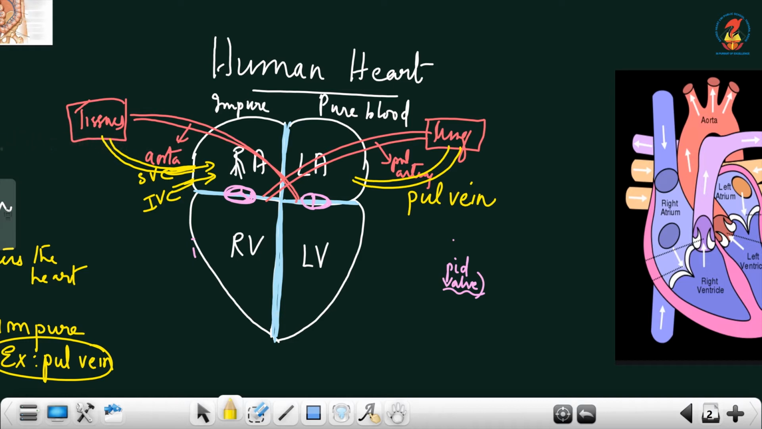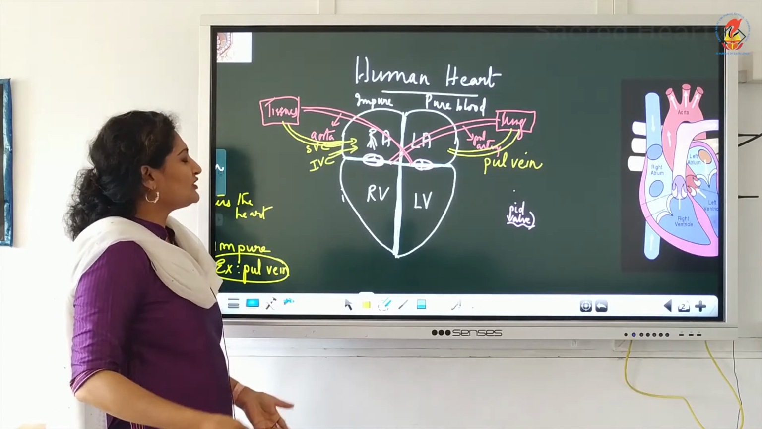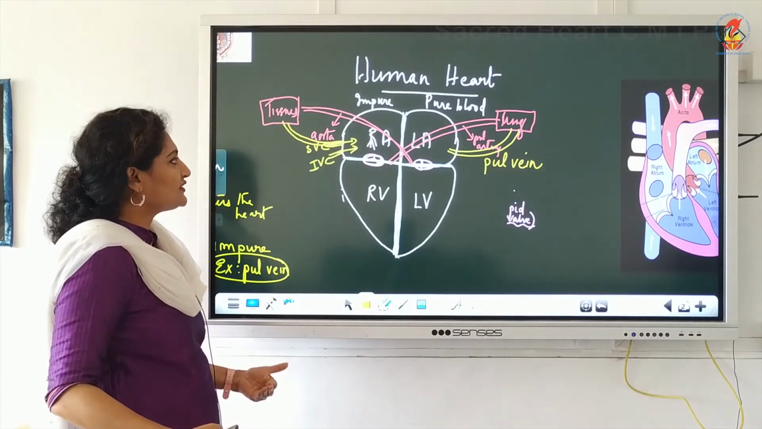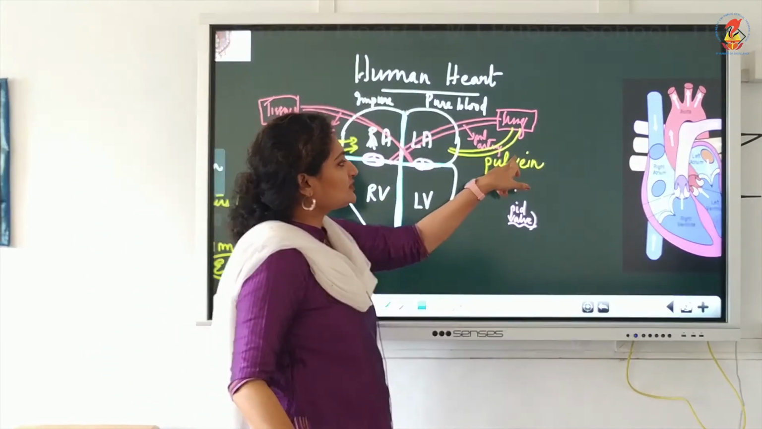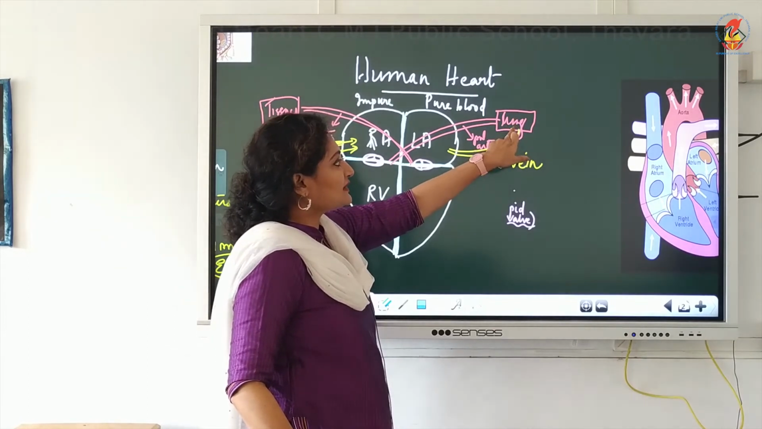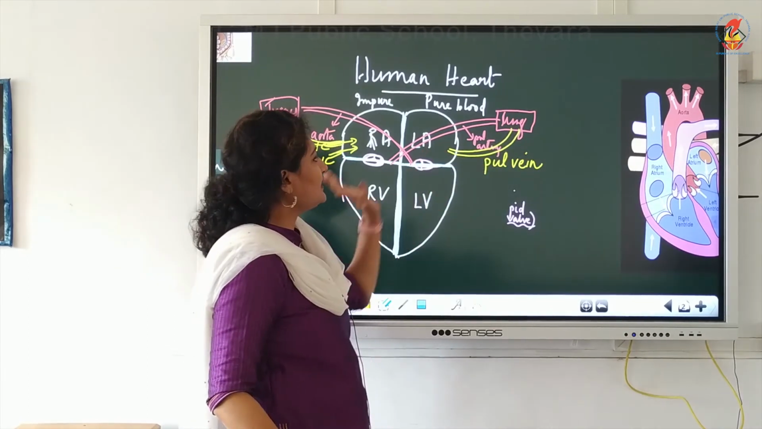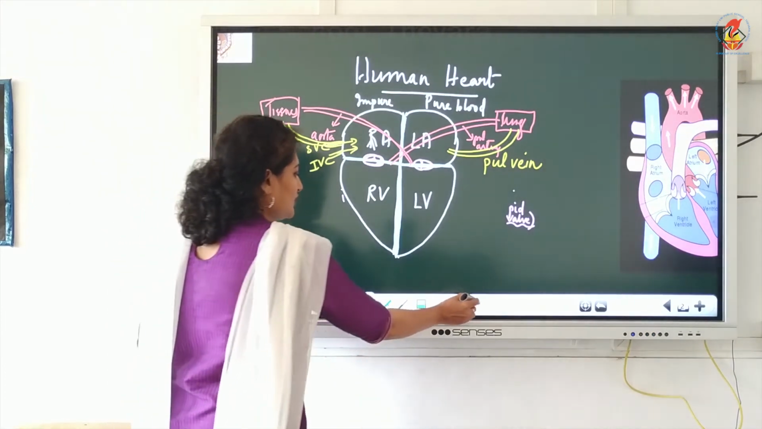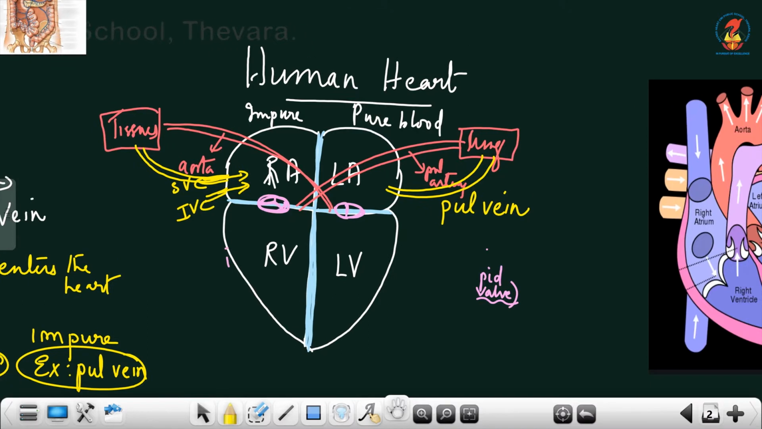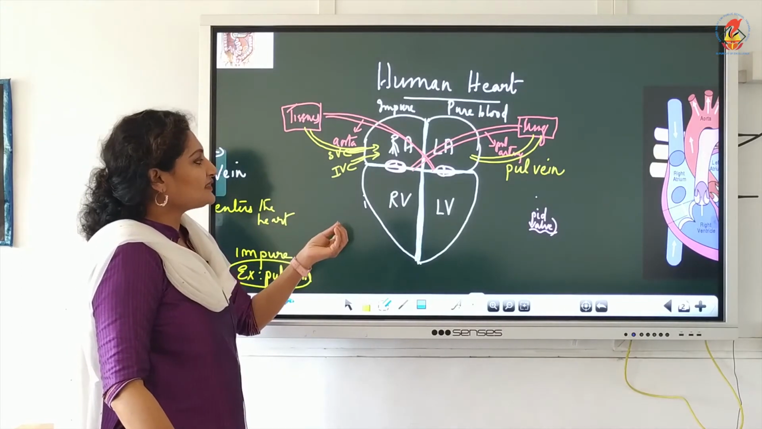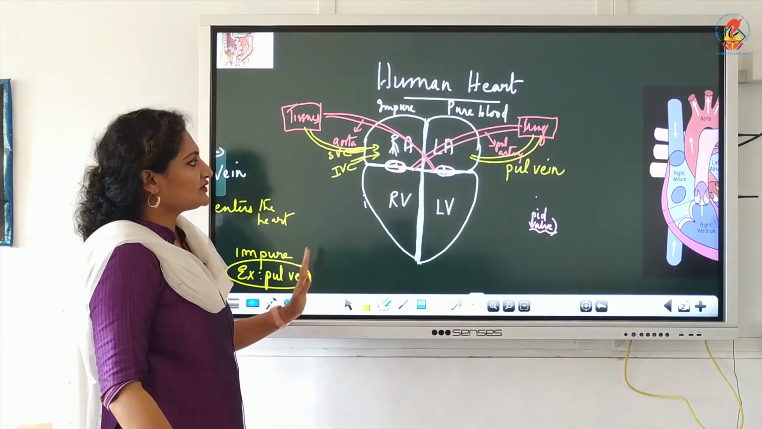So, the veins that drain the blood from the tissues to the right atrium are the superior vena cava from the upper part of the body and inferior vena cava from the lower part of the body. They drain the deoxygenated blood into the right atrium. Similarly, the pulmonary veins drain the blood from the lungs, but here remember, the pure blood from the lungs to the left atrium. So, another point you can see is the veins are draining the blood into the atrium, whereas the arteries are arising from the ventricles. So, this is a complete picture.